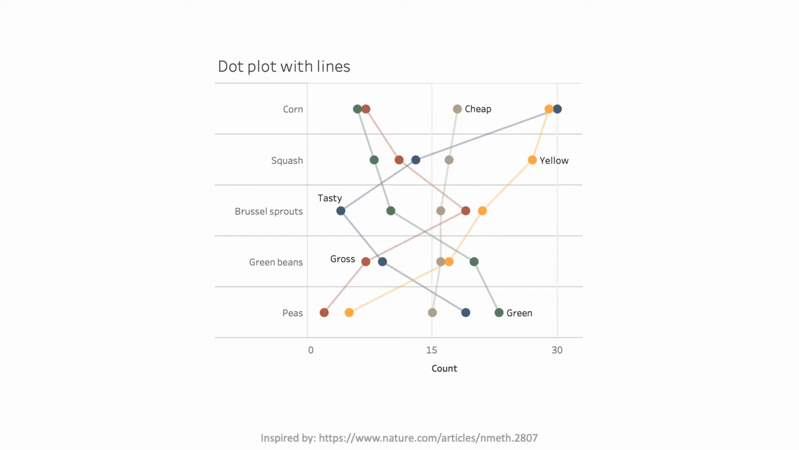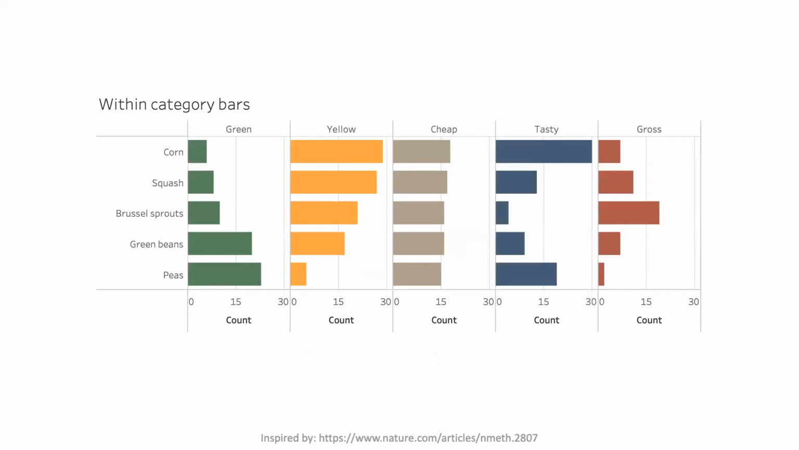Now, if the patterns within each of these categories was really what you wanted to convey to your audience, I might actually do the faceted or small multiples bar chart just the other direction than I did last time. This goes back more similar to when I was using the area of the squares, but now quantitatively I can make these comparisons much more easily.